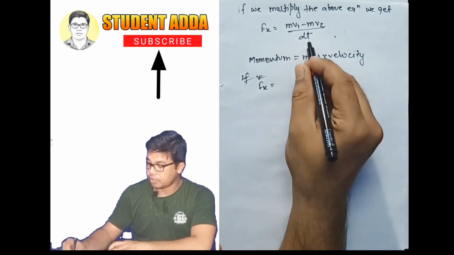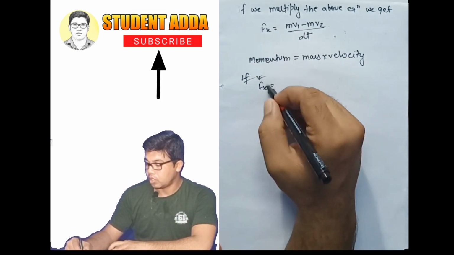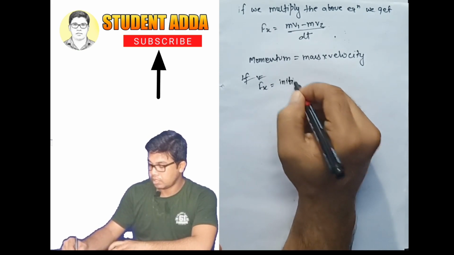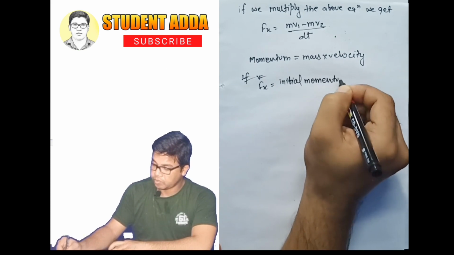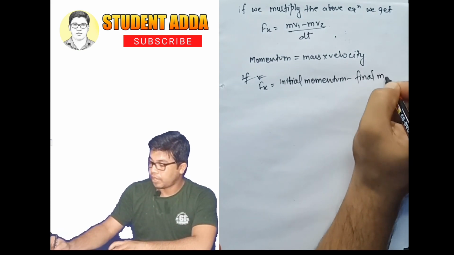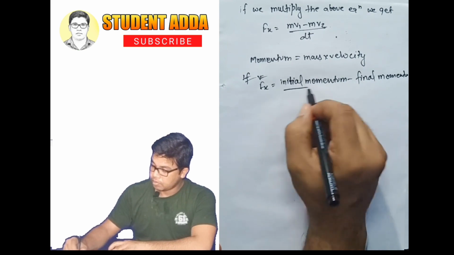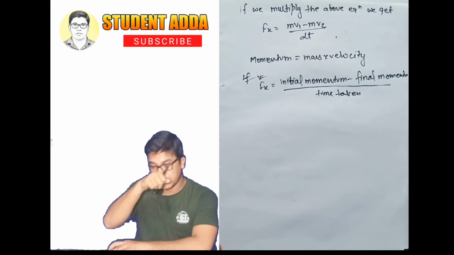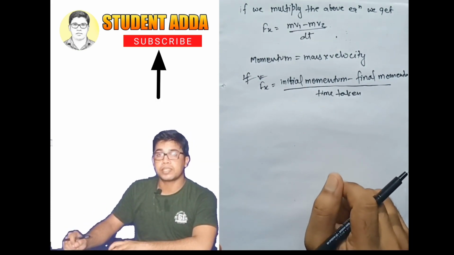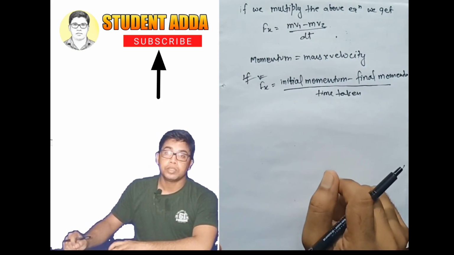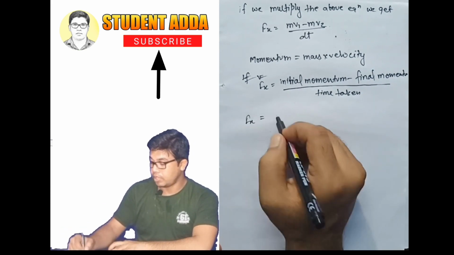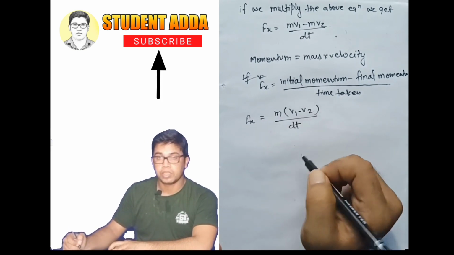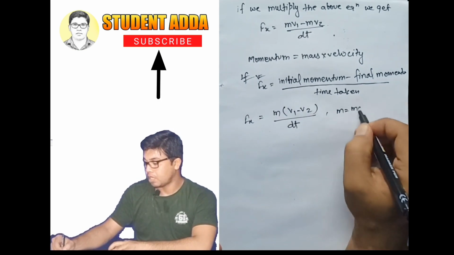We may write Fx from the above equation. We can say that the force in the x direction can be written in this form also: initial momentum minus final momentum by the time taken. So the force exerted by the jet on the plate, Fx, will be m into v1 minus v2 upon dt. Here m is the mass of the fluid.